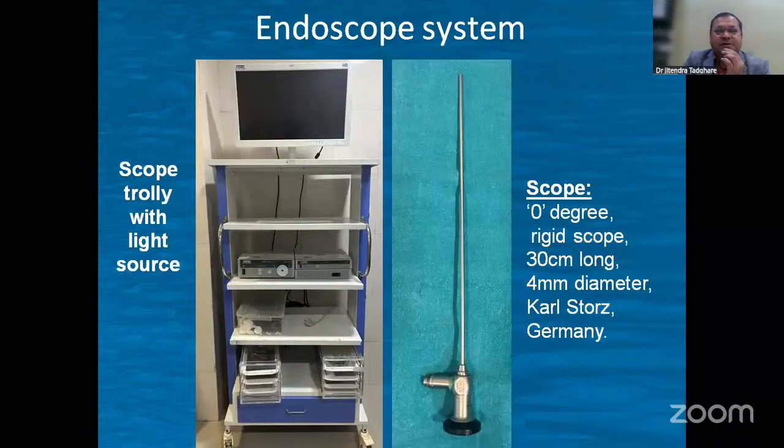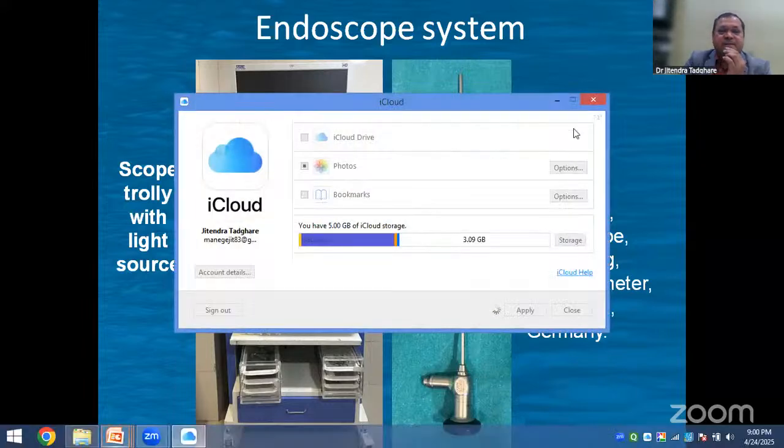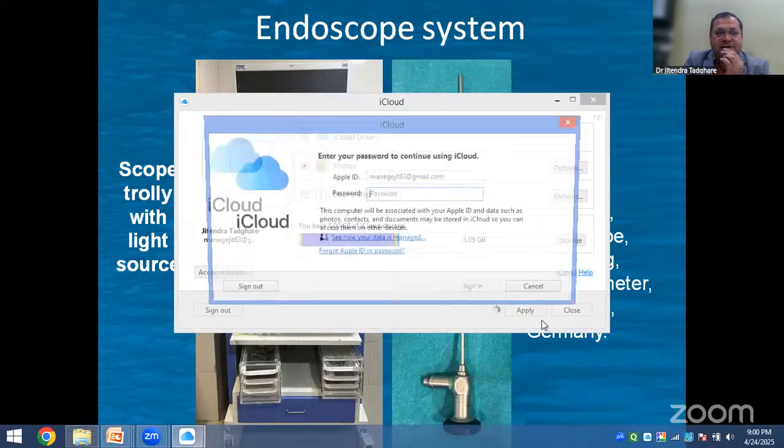So this is our endoscope system. We use a 0-degree rigid scope, 30 centimeter long, 4 mm diameter, Karl Storz Germany scope, and I use it as a freehand technique.